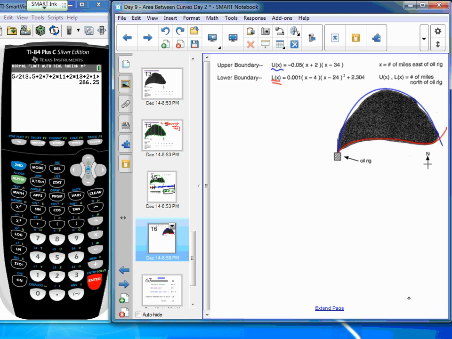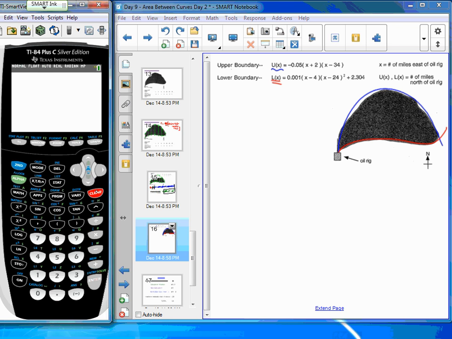Well, let's go ahead and enter my function for u of x as y sub 1 in my graphing calculator, and my function for the lower boundary curve, L of x, as y sub 2, and let's determine an appropriate window. We can then solve for my points of intersection just like we did in Bellwork, but now we'll have to solve for them using our grapher, and then set up a definite integral, and we'll be able to use math 9 on our home screen. So everybody, here we go.